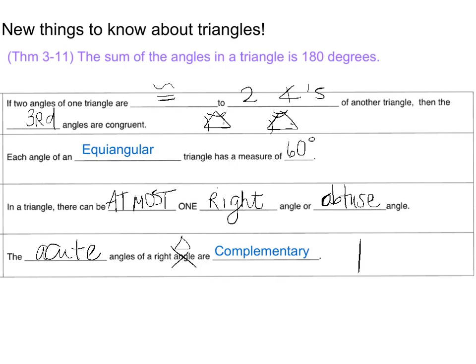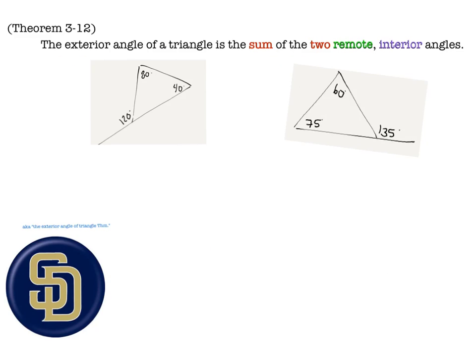And that makes sense. Here's your right triangle. 180, take away the 90 degrees that's already here. 180 minus 90 is 90 degrees left over. And that's what this angle and this angle should add up to. So they are complementary. Let's move on.